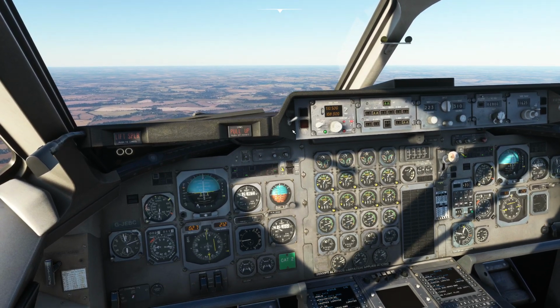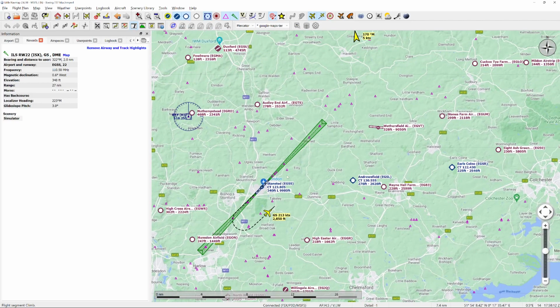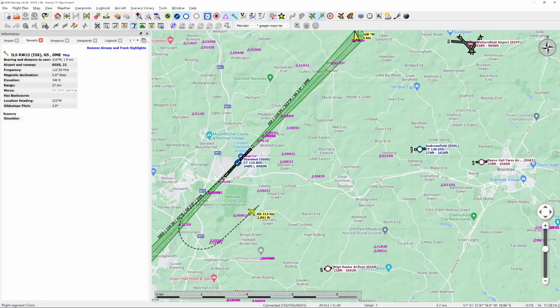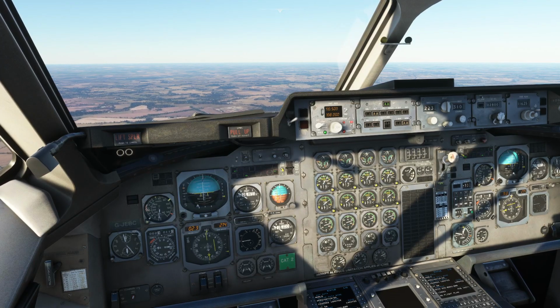Okay, so when we turn back around, I'm going to make sure we fly quite a long way out past the ILS so we get time to talk about things on the way in. So you can see I've turned a few degrees away. We'll turn a few degrees back.